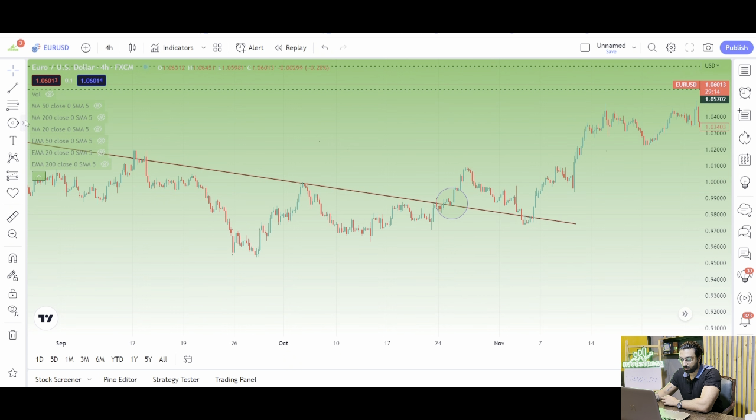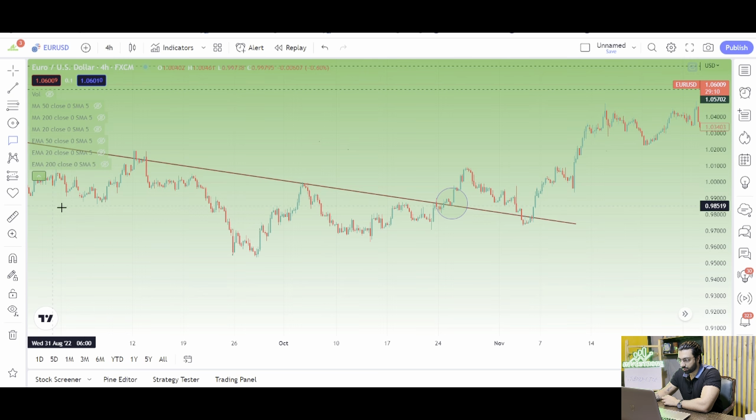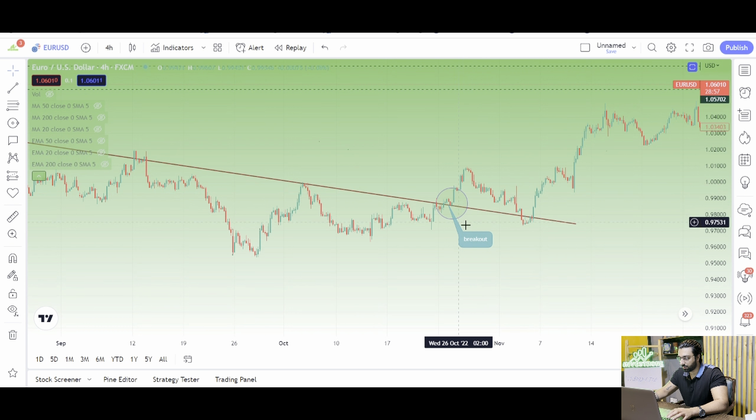What you can do is use the callout tool and mention it as a breakout. You will remember this, and it will be easy for you to trade on it. So now you name it a breakout.